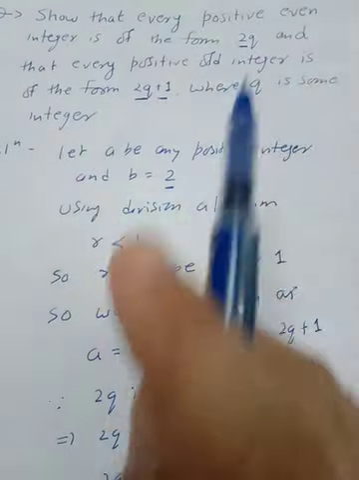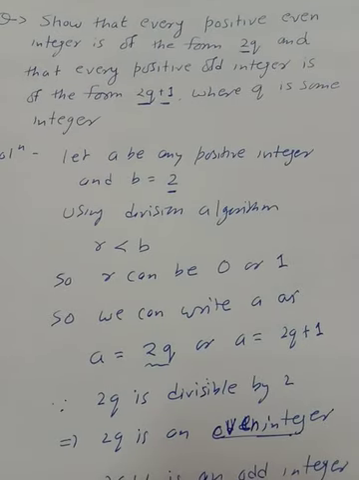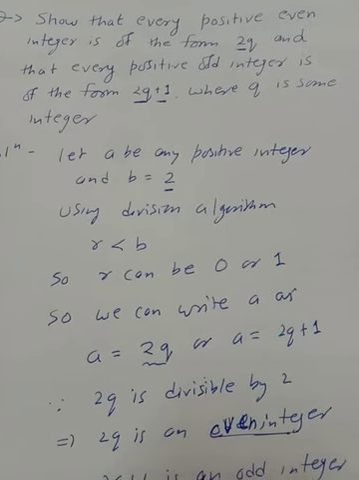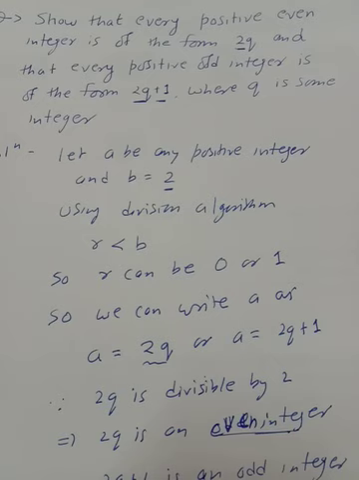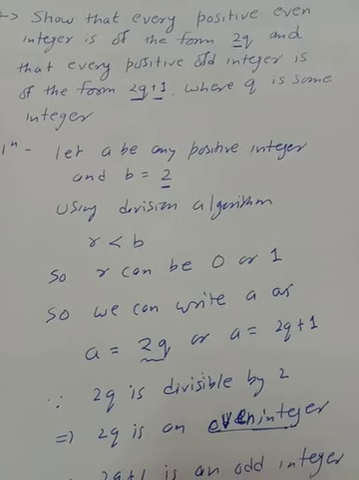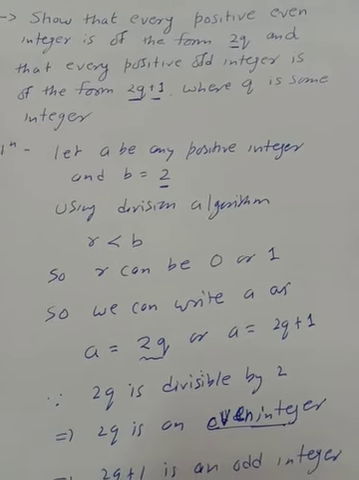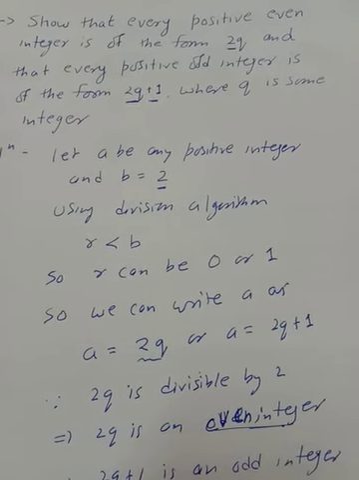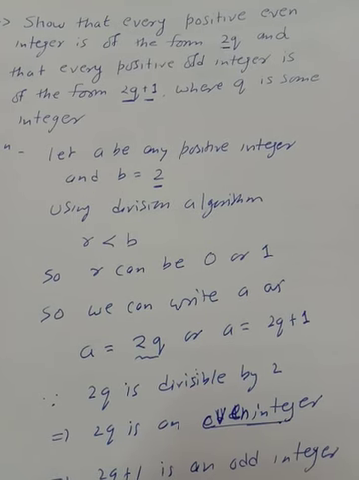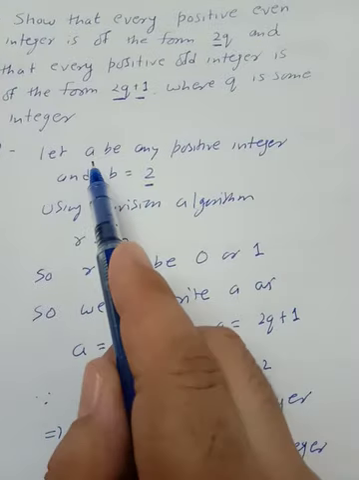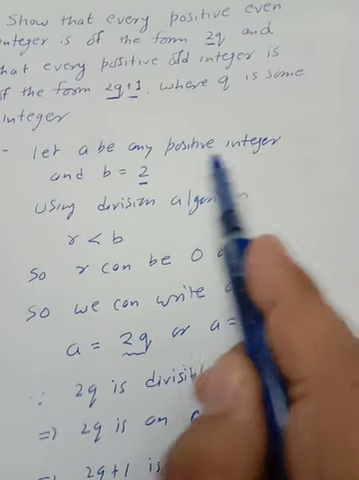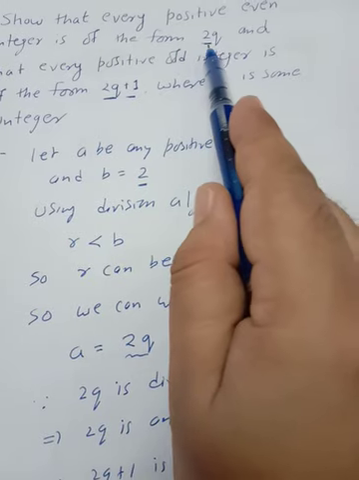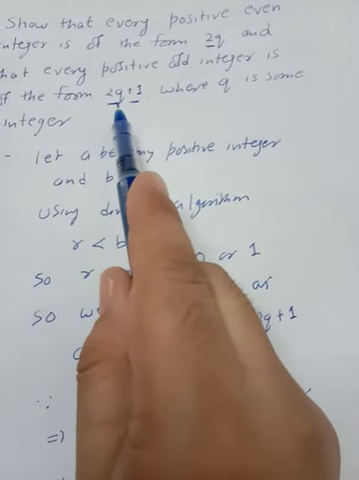So the first question we are getting here is: show that every positive even integer is of the form 2q and that every positive odd integer is of the form 2q plus 1, where q is some integer. So let's start solving this one. First of all, we will take a to be any positive integer and b equal to 2. We have taken b equal to 2 because we need the answer in the form of 2q and 2q plus 1.